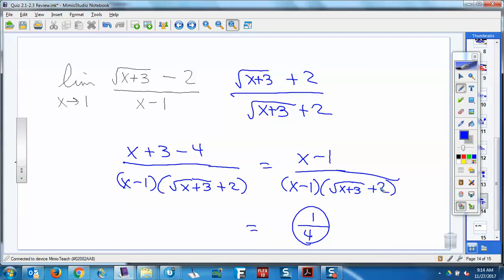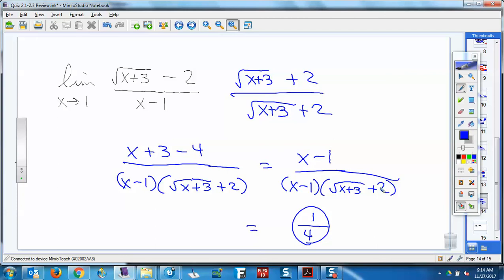That doesn't happen every time you do a conjugate, but these problems are set up nicely so that this happens, okay? So you get x minus 1 on top, x minus 1 on the bottom. Those cancel. Now you can plug in your 1 for x. So when the x minus 1s go away right here, 1 plus 3 is 4, square root of 4 is 2, 2 plus 2 is 4.